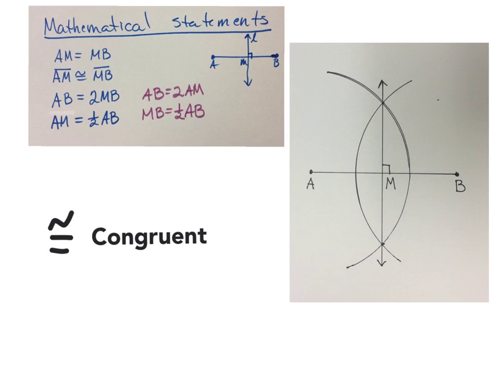So let's go to the last statement. AM is half of AB. Well, let's look at it. AM, that's half of AB. So again, we get to write it twice. We get to talk about the other side. MB is also half of AB.